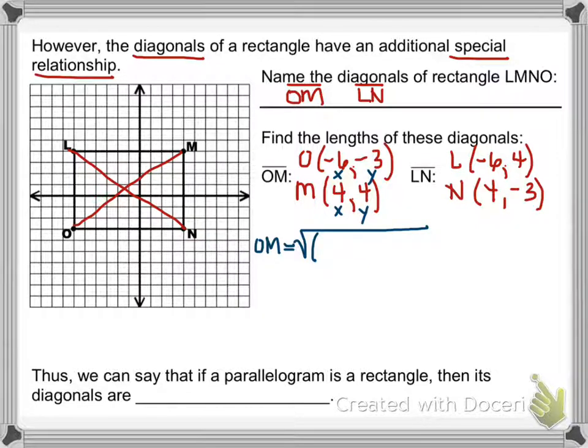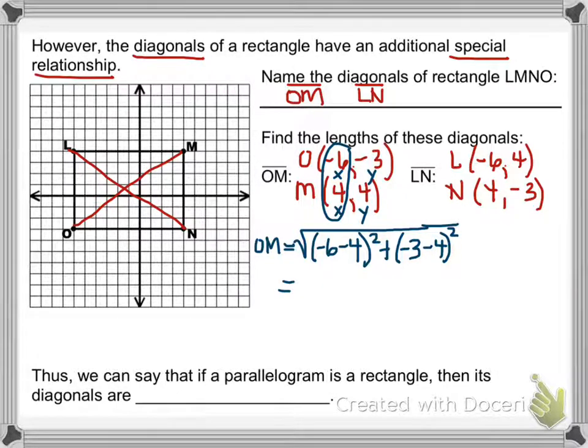So for the x's, we've got -6 and 4. We can either do -6 minus 4 or 4 minus -6. It doesn't matter. I'm going to do -6 minus 4. So we're using our two x values right now. And then squared plus, now we'll subtract our y values. So I could do -3 minus 4 or 4 minus -3. It doesn't matter.